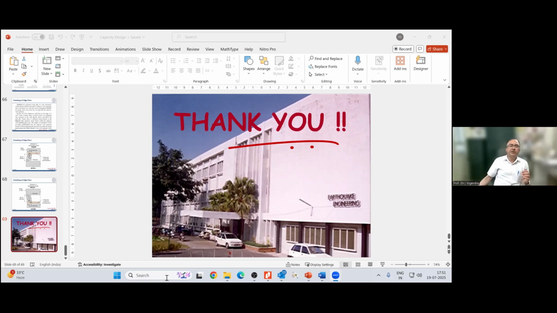Some special type of reinforcement detailing we have to provide so that the moment is not transferred, but at the same time shear continues to be transferred. So if we can do that, then this is okay.